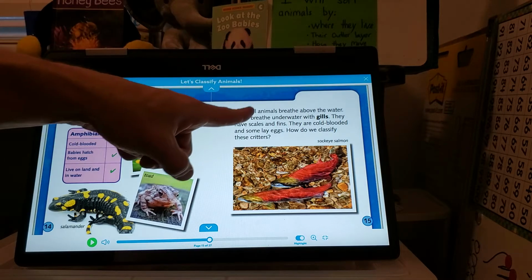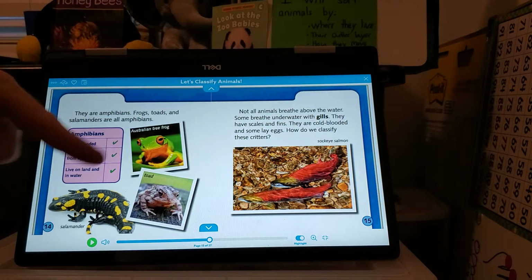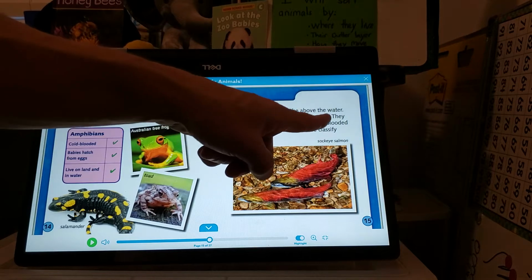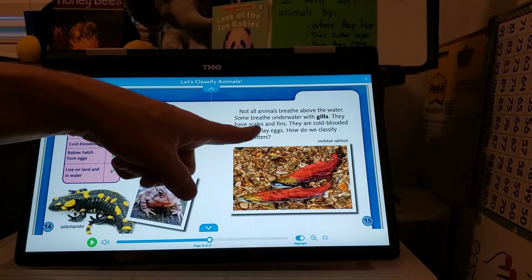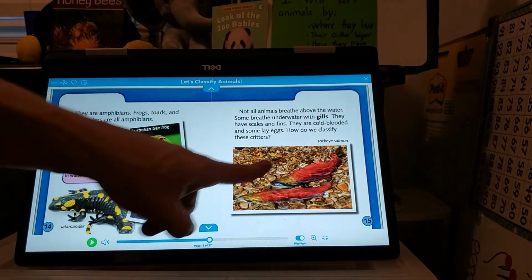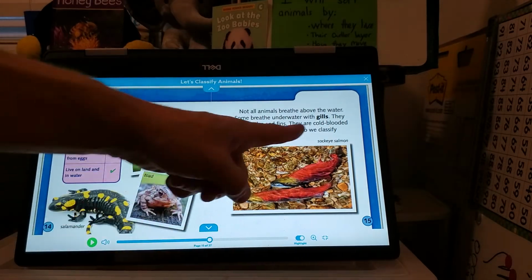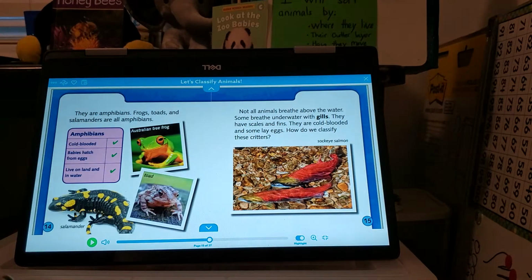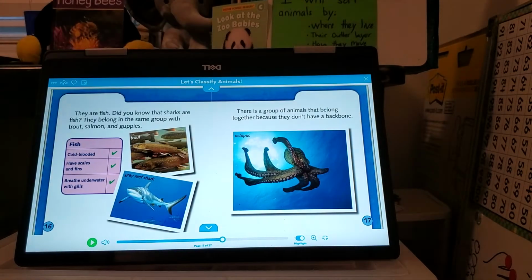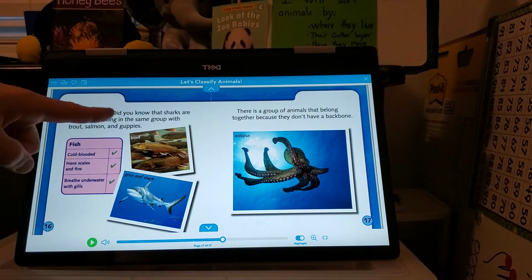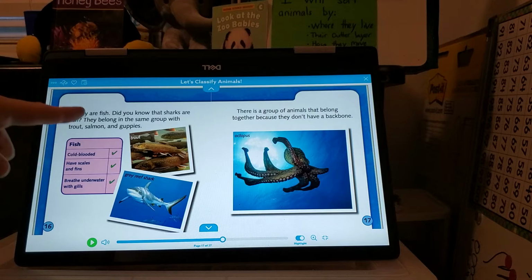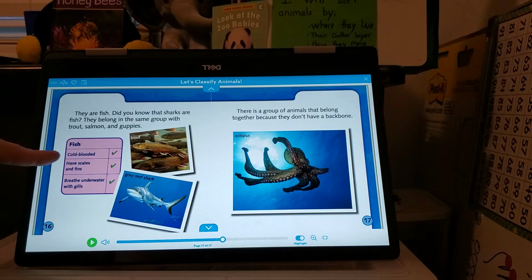Now, not all animals breathe above the water. Some breathe underwater with gills. They have scales and fins. They are cold-blooded, and some lay eggs. Look at the picture. Start learning from that picture. How do we classify these critters? Well, look, they are fish. Did you know that sharks are fish? They belong in the same group with trout, salmon, and even little guppies. Fish are cold-blooded. They have scales and fins, and they breathe underwater with their gills.